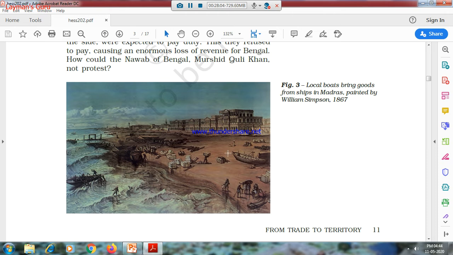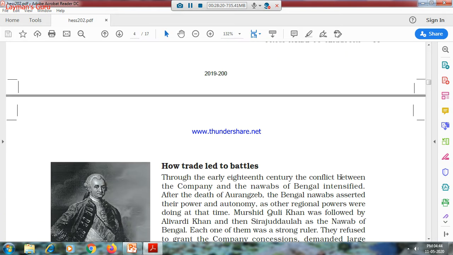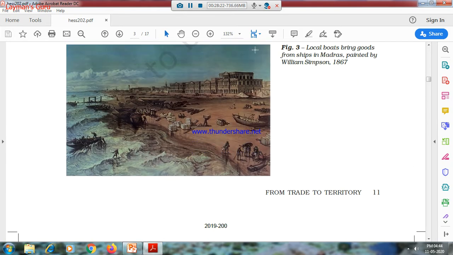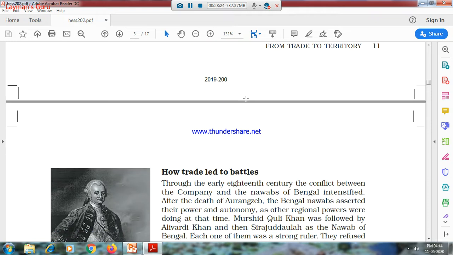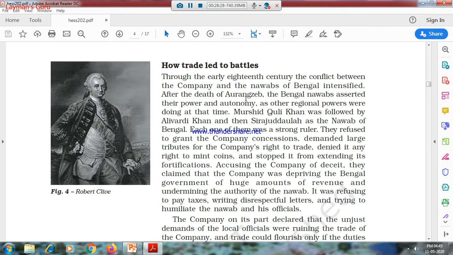You can see these boats in Marina. 8 to 12 people have to row this boat. And this boat played a crucial role in their trade until the port of Chennai was built in 1881. See Fort St. George here. Okay, so how the trade became battle.